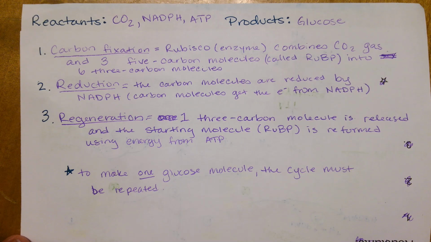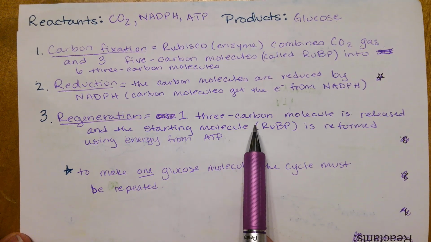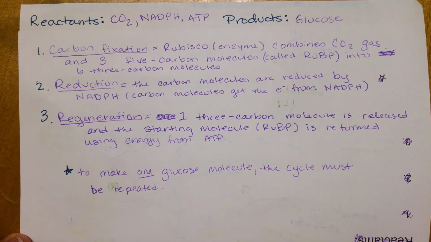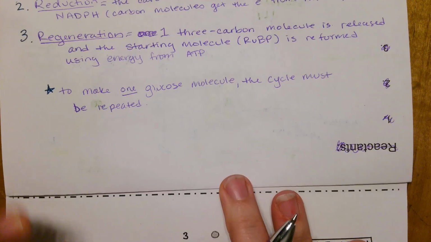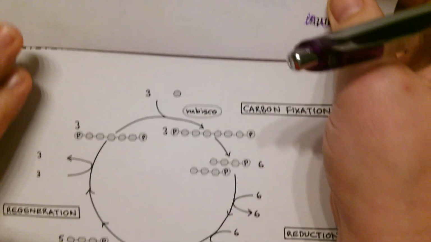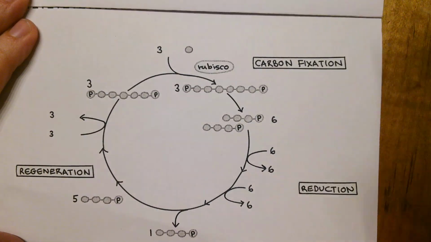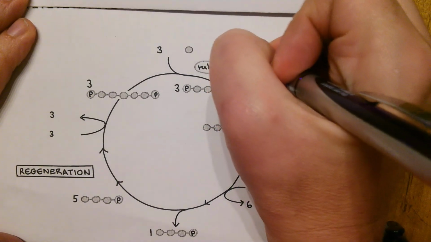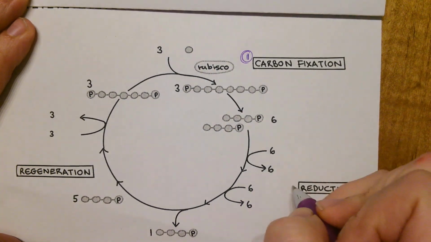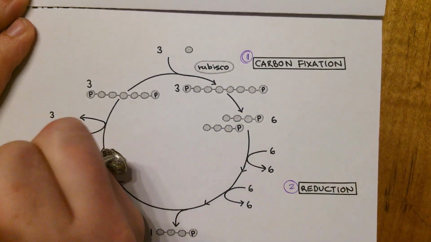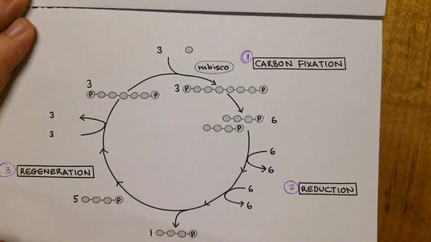It is important to note that to make 1 glucose molecule, the cycle must be repeated. So notice in regeneration, we're just making 1 3-carbon molecule. So we've got to do this twice to get 1 glucose. All right, let's annotate our picture now. Here you have carbon fixation, which is the first step, reduction, which is the second step, and regeneration, which is the third step.